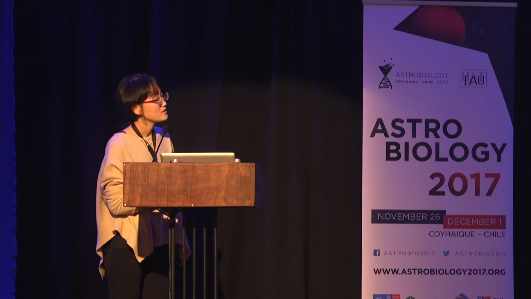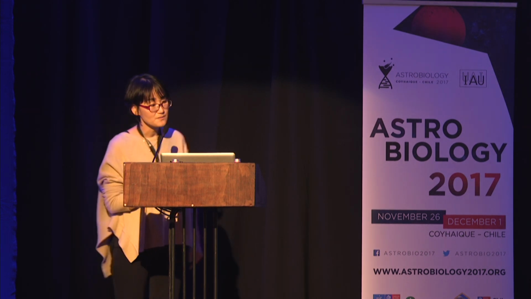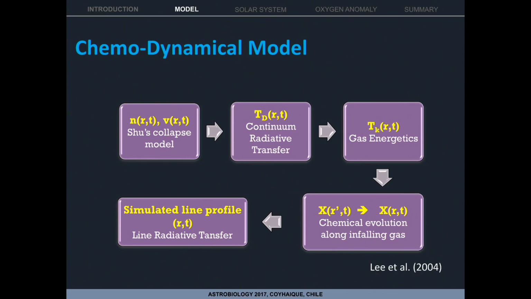To calculate chemical evolution in a collapsing core more quantitatively, I developed the chemodynamical model. This slide describes how my model is composed. First, I adopted Shu's collapse model for dynamics and derived the dust temperature and gas temperature by solving the continuum radiative transfer and gas energetics. And then I calculated the chemical evolution by following infalling gas particles and later converted them into abundance profiles with time. To compare with the observation, I calculated the line radiative transfer and simulated the line profiles.